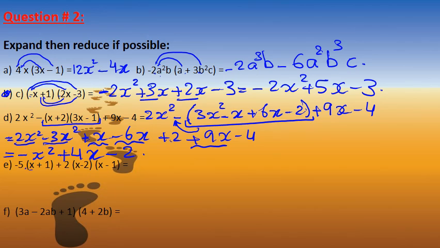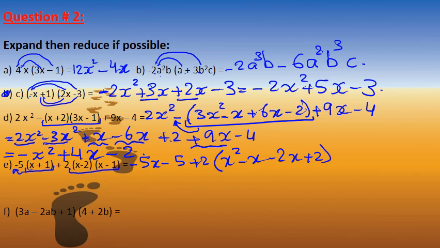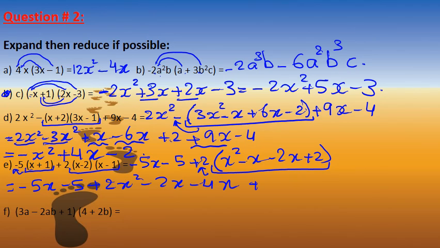Now we should get rid of this parenthesis, multiplying it by minus 5, and we should get rid of these parentheses first. So we write minus 5x minus 5 plus 2, and we open parentheses. X times x is x squared. X times minus 1 is minus x, minus 2x plus 2. Now we should get rid of this parenthesis, multiplying it by plus 2, equal minus 5x minus 5 plus 2x squared minus 2x minus 4x plus 4.